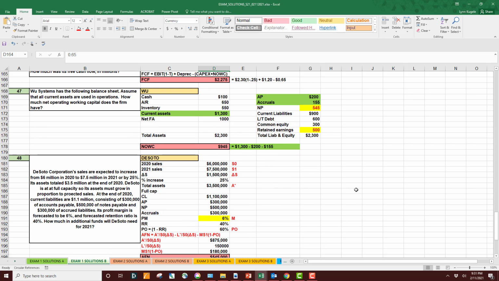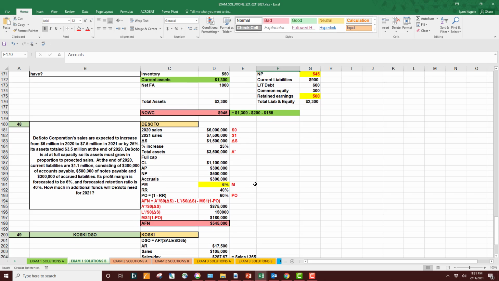And 47, Woo Systems has the following balance sheet. Assume that all current assets are used in operation. How much net operating working capital does the firm have? Current assets minus accounts payable and accruals.